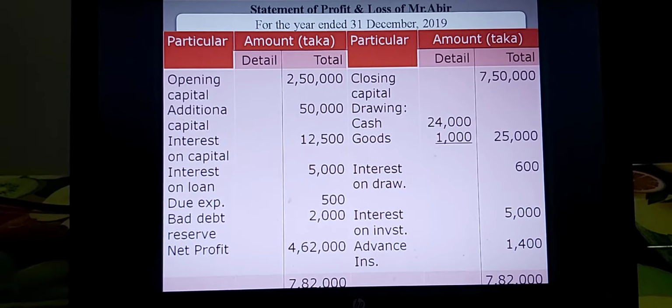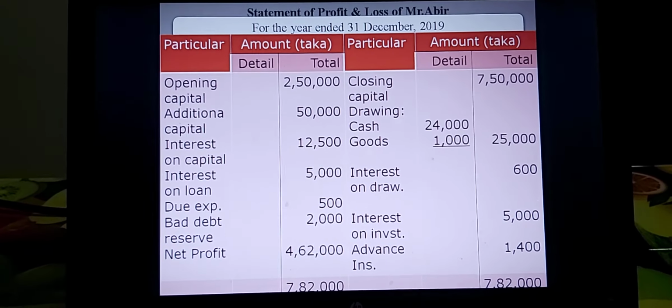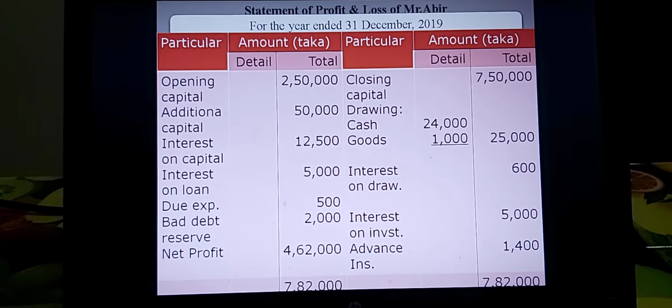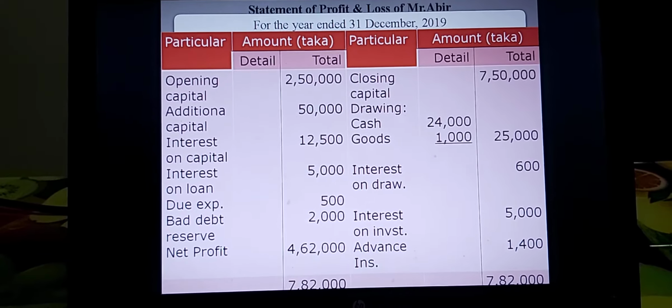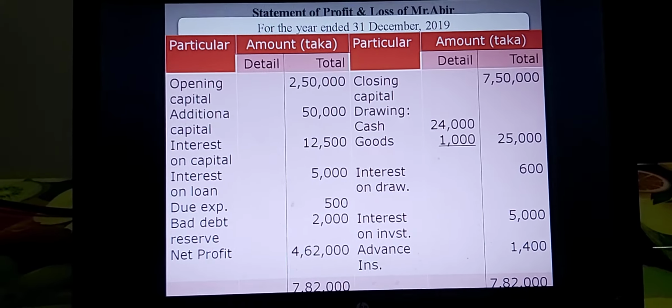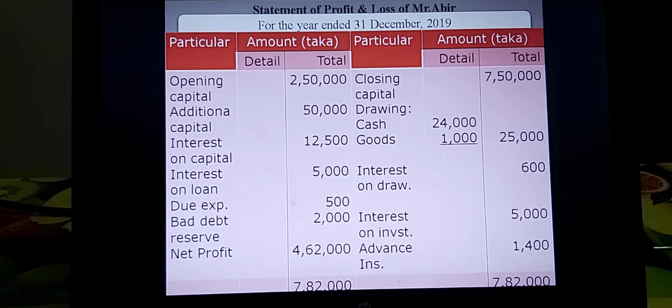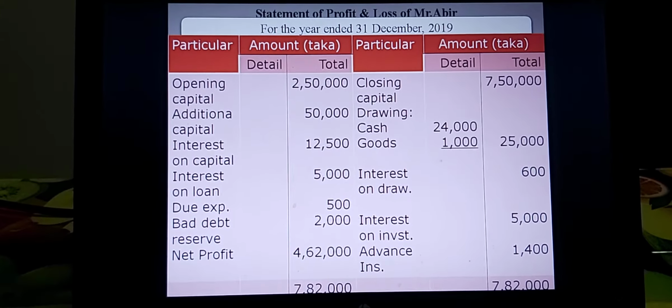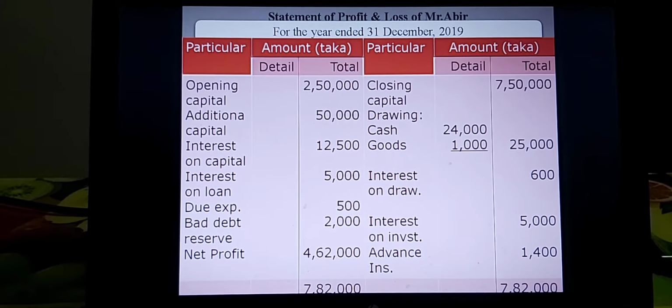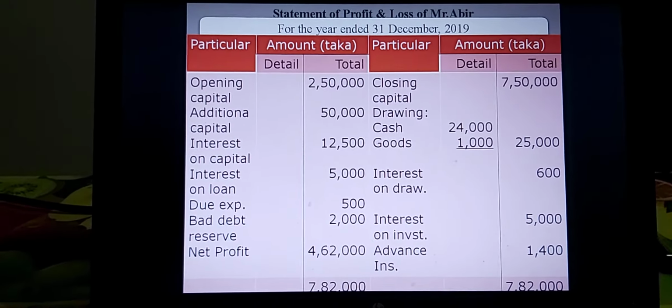In this problem, two types of drawings are available. First one, cash, 2,000 per month throughout the year. So the total of cash drawings is 2,000 into 12, that is 24,000 in cash. And goods drawings taka 1,000. So the total of drawings is taka 25,000. You have to write it on the right side.